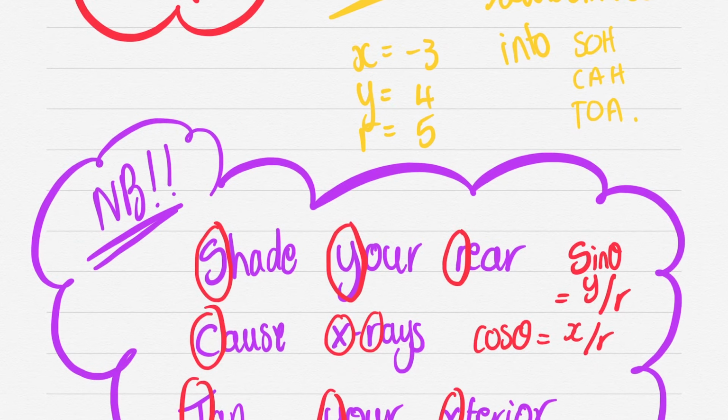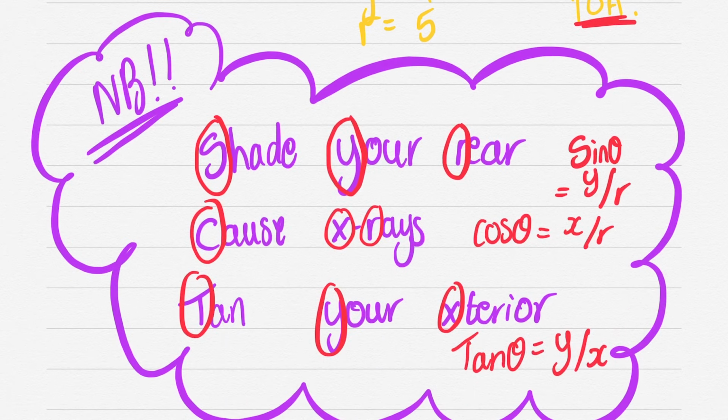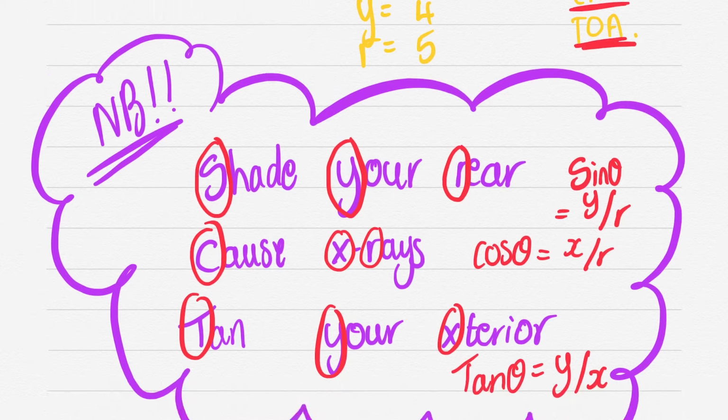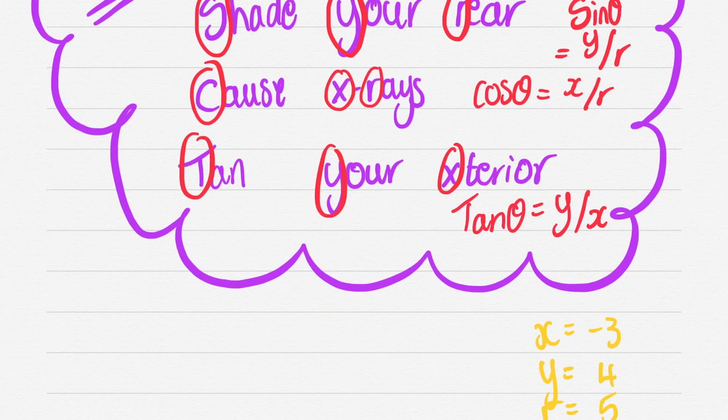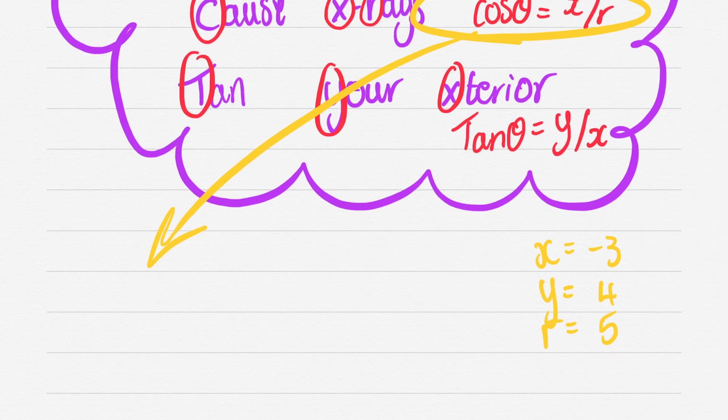We tried sine theta about 3 or 4 videos back, and we realized it wasn't the right trig ratio to use. So instead of using sine, we use cos and tan, as you can see. Let's just memorize that cos theta is equal to x over r, and tan theta is y over x.